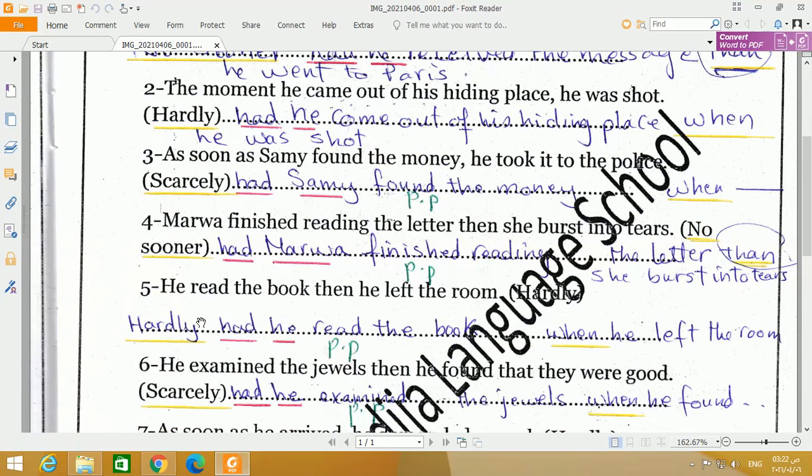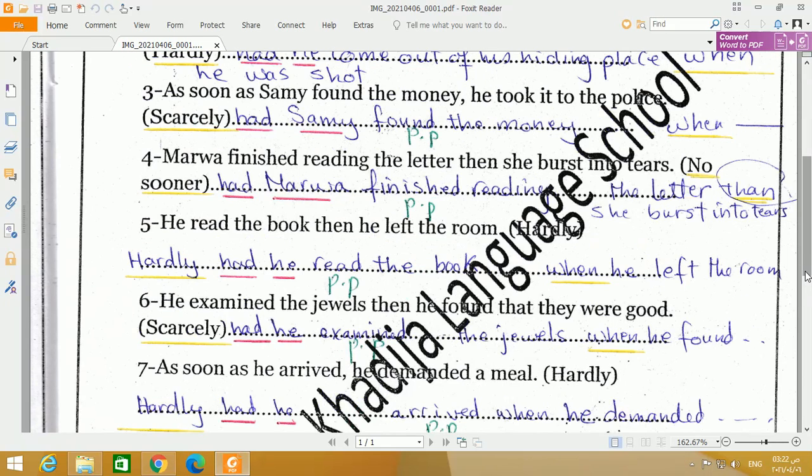Okay, number five, he read the book and then he left the room. Two actions here. We are going to start with hardly. Hardly had, scarcely had, no sooner had, then the subject. Scarcely had he examined, past participle. In number five, hardly had he read the book when he left the room. After when and then, past simple.